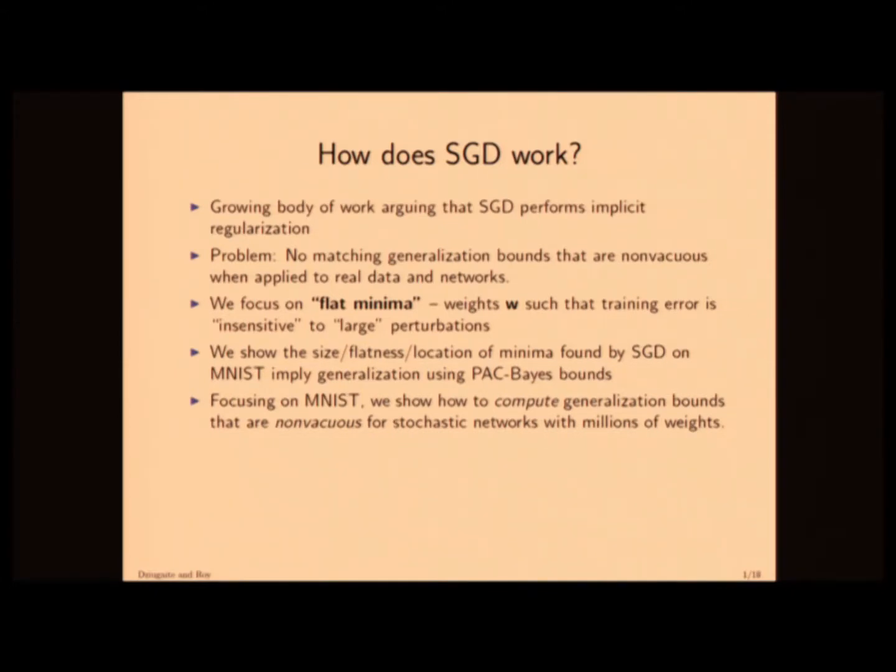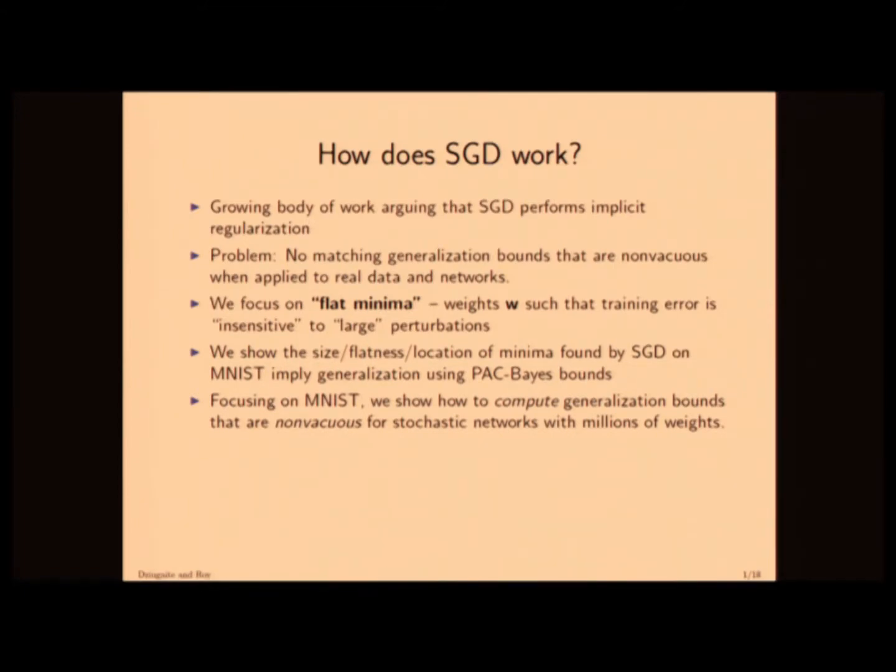So focusing on MNIST, we'll show you how we go about computing these generalization bounds that are non-vacuous for stochastic networks with millions of parameters. And maybe that's one more thing to emphasize, which is that we're not actually going to be focusing on bounding the literal SGD solution, but we're going to be bounding the generalization of a small perturbation of this solution, which is the bread and butter of PAC-Bayes, I suppose.